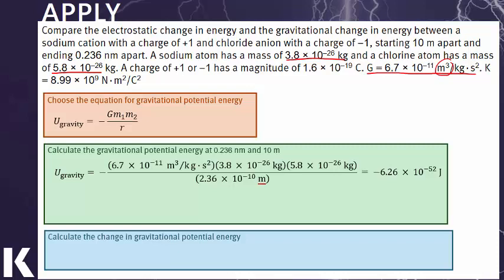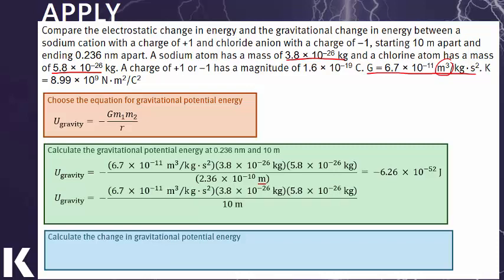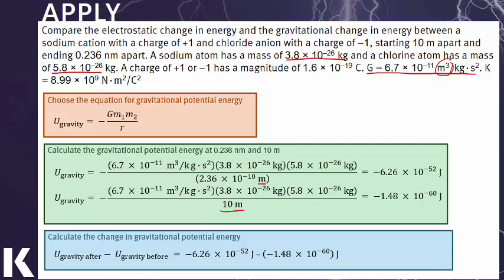Now, we're going to do the same thing for our initial gravitational potential energy, just plugging in 10 meters for the radius. And if we crunch the numbers, we would get our initial potential energy. To calculate the change of potential energy, we'll just take the final minus the initial, we'll plug in our values, and then we would get our change at the end.